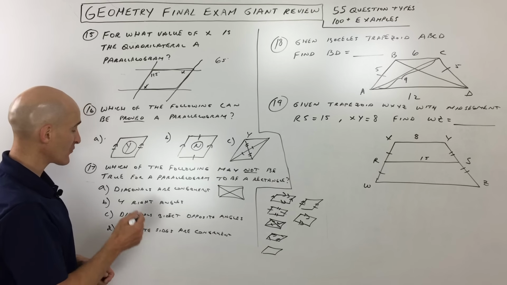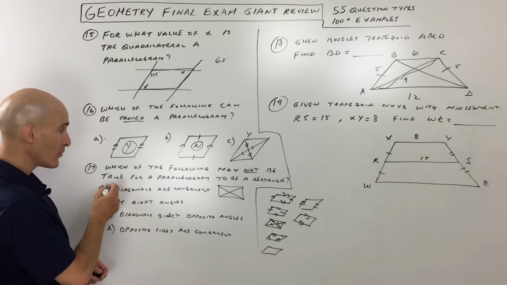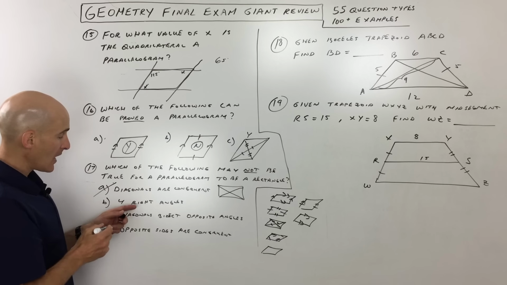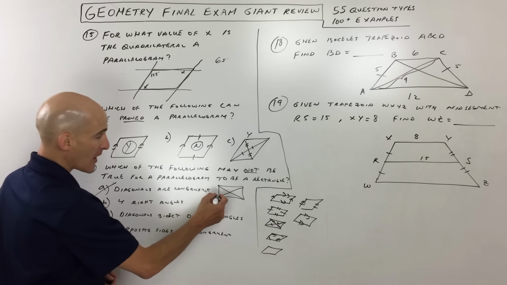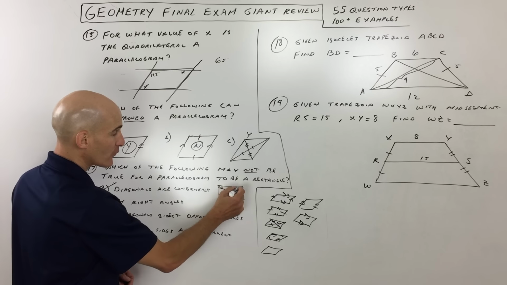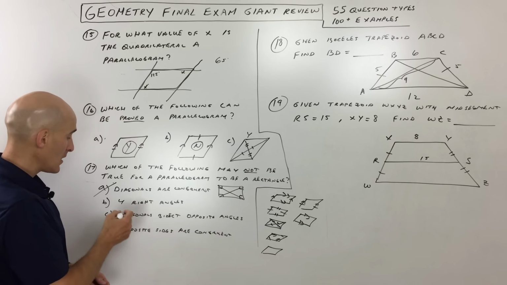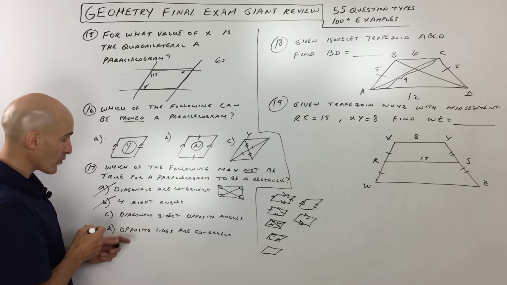Okay, so that's one of the properties of rectangles. So this one is true, but we're looking for which may not be true. 4 right angles. Well, that's another property of rectangles. It's a parallelogram with 4 right angles, so that's a rectangle. Okay, so that's not out. We're looking for the one that doesn't work.